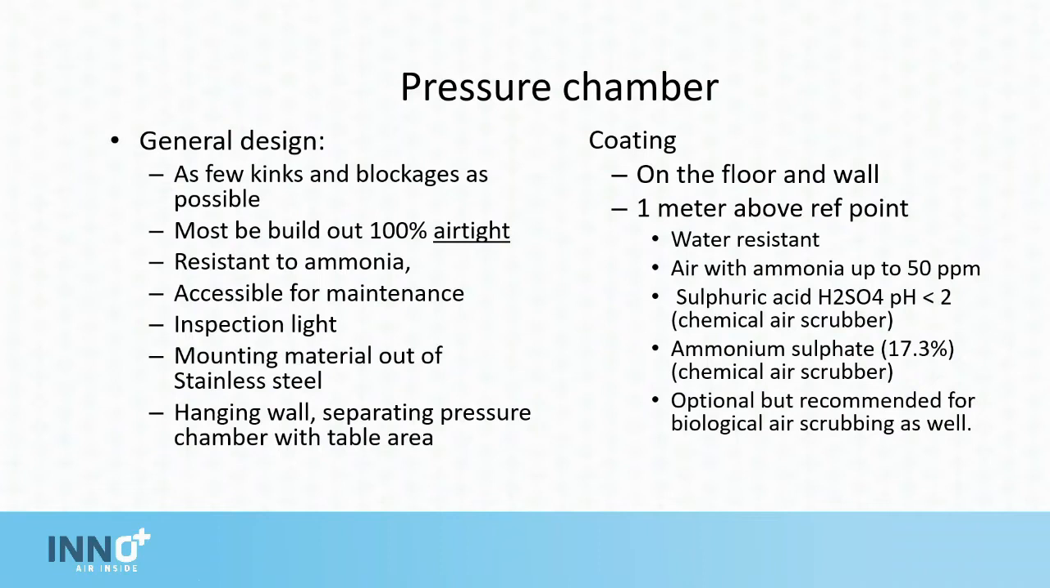And when using a chemical air scrubber, the coating should be capable of and resistant to a pH of 2 and resistant to sulfuric acid. Also, the coating should be resistant to ammonium sulfate that's created during the process. When using a chemical scrubber, coating is required. When using a biological scrubber, coating is only strongly recommended.